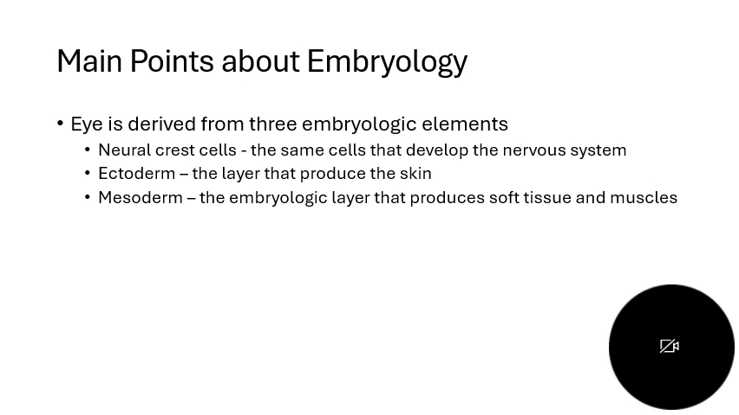Let's talk a little bit about embryology. The main thing you need to know is that the eye is derived from multiple embryologic layers. There are parts of the eye that are derived from the neural crest cells. These are the same cells that are involved in developing the nervous system. There are also parts of the eye that are derived from the ectoderm, the layer that produces the skin. And then there are parts of the eye that are produced from the mesoderm layer. The mesoderm layer is what helps to create soft tissue and muscles in our body. That is why even though it is just one organ, it is very complex and has multiple structures to it, because it derives from multiple embryologic layers.